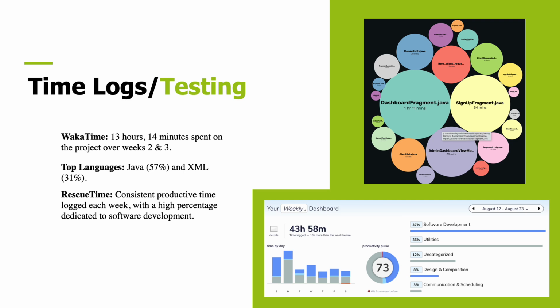My RescueTime dashboard provides a broader overview of my productive work. In week 2, I logged 27 hours and 58 minutes of productive work, with 51% of that time dedicated to software development. In week 3, I logged 43 hours and 58 minutes, with 37% of that time being in software development. This consistent effort reflects the intense focus I had on getting the project completed.